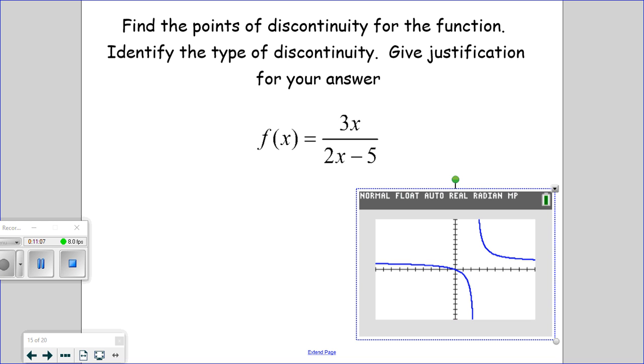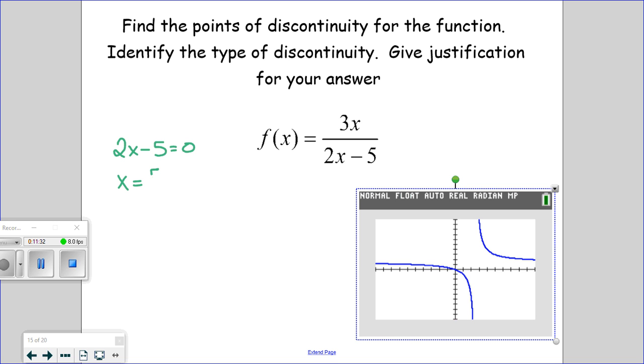All right. So looking at this, first of all, I did not have to look at the picture to answer the first part: what type of discontinuity and what are the points. That comes from what I know about a fraction. I know a fraction is going to have domain restrictions or discontinuities from our denominator. So I know that where the denominator equals 0 is going to be a discontinuity.